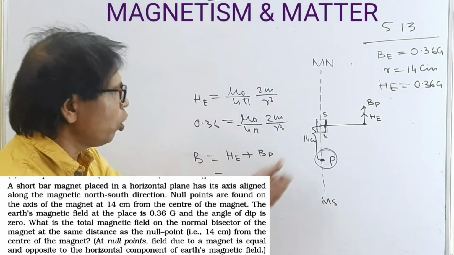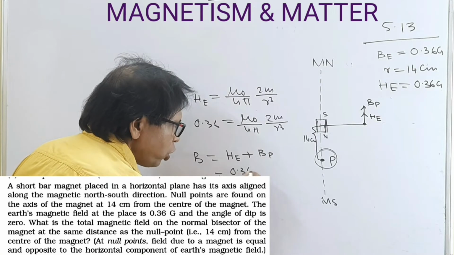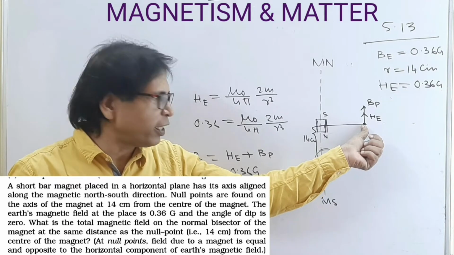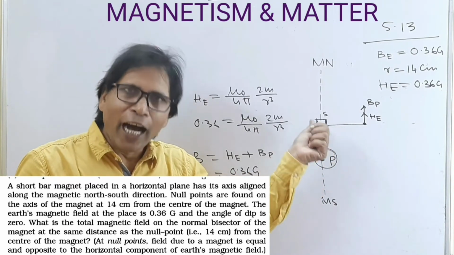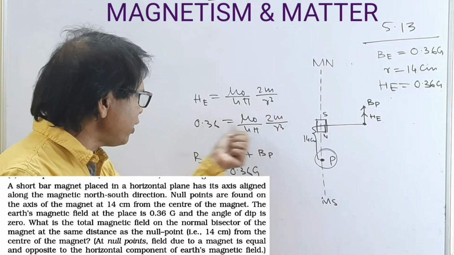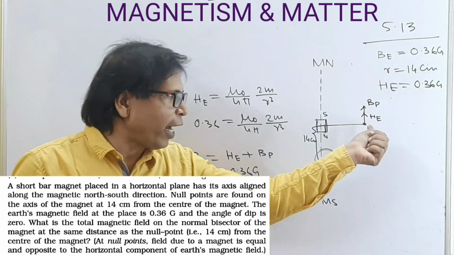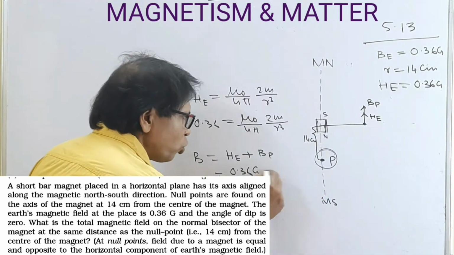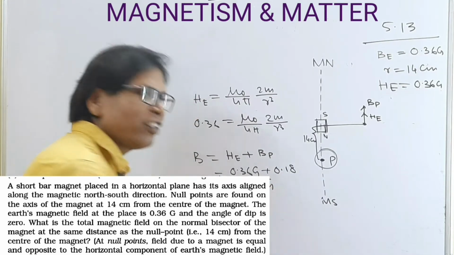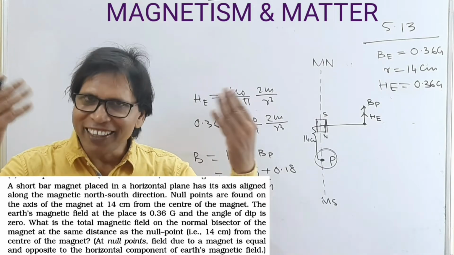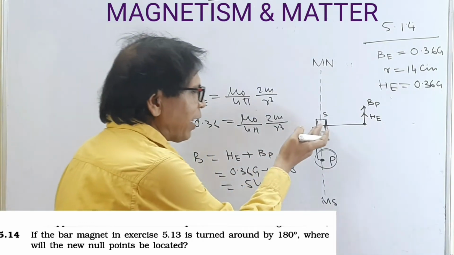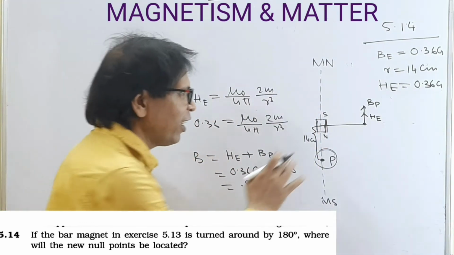Now H_E equals 0.36 Gauss, and we know the magnetic field at the perpendicular bisector position due to the magnet is half of the magnetic field on the axis. The magnetic field on the axis is this, so the magnetic field at this point is half of this, which is 0.18, so the total is 0.54 Gauss. Okay, understood? Now next, 5.14.